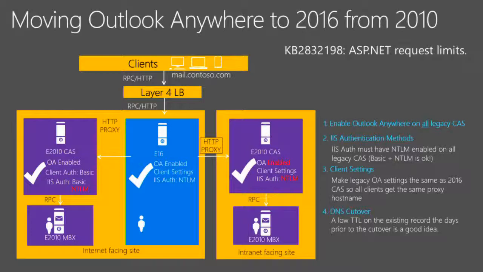So pretty easy, it's 4 steps. Turn on Outlook Anywhere everywhere. Make sure IIS has NTLM added to it if it doesn't have it already. Configure Outlook Anywhere in all the CAS so that they've got the same settings, in this case pointing to mail.contosa.com, and then switch your namespace over so that you're pushing the traffic to 2016 instead of 2010.